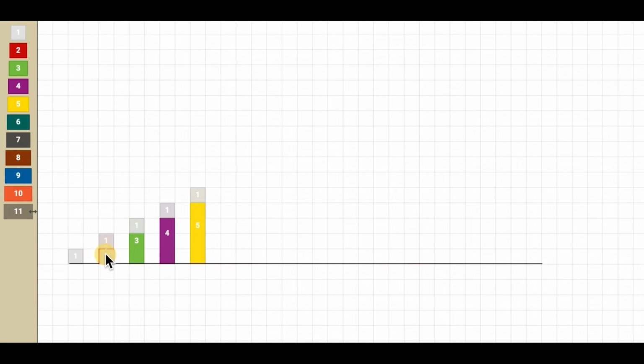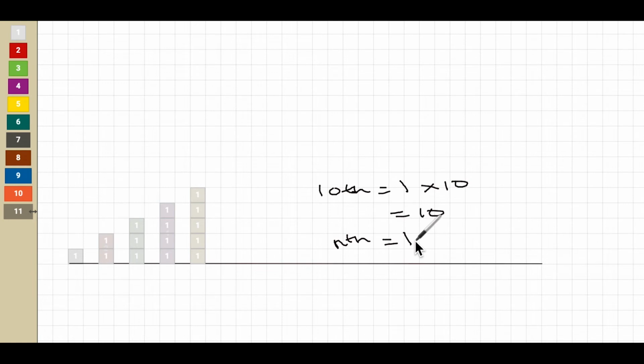And if we fill in the rest of these, we'll see that the first one is made up of a 1 rod times 1, the second one is made up of a 1 rod times 2, the third one is made up of a 1 rod times 3, etc. So for example, the 10th one would be a 1 rod times 10. So it would be 10 tall. And if you want to talk about any number, it'll be 1 rod times whatever number column I want to go to, whatever term in the series.